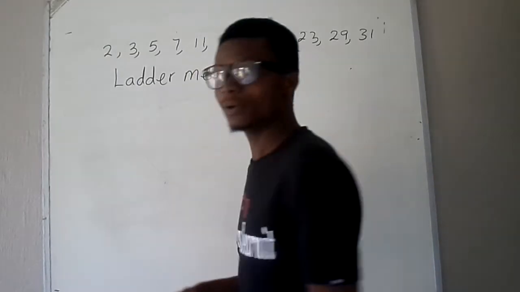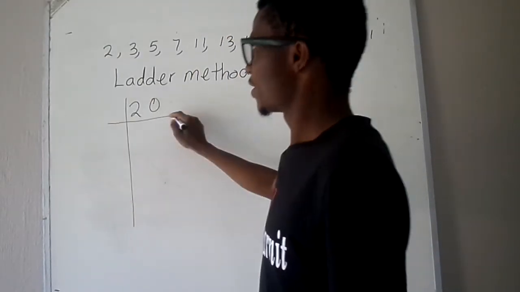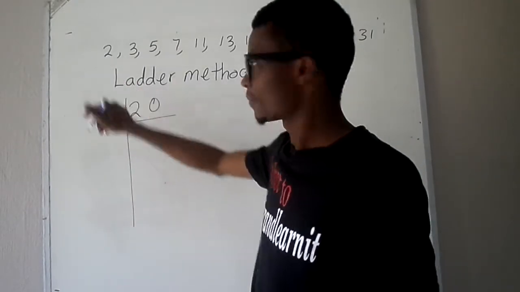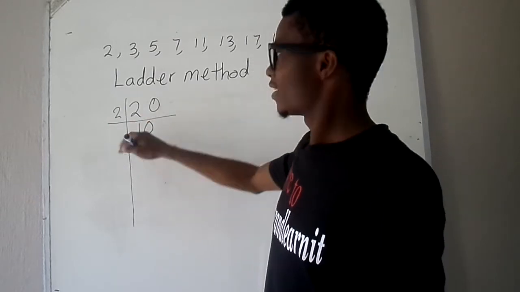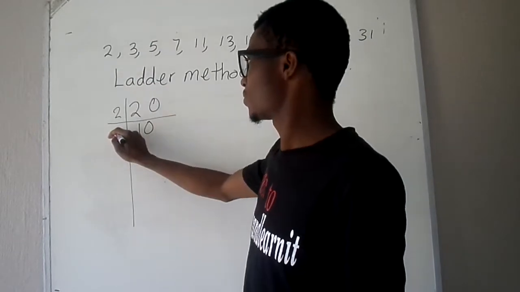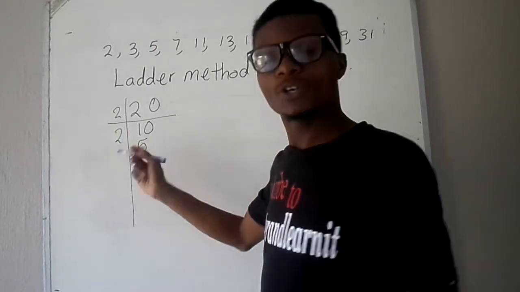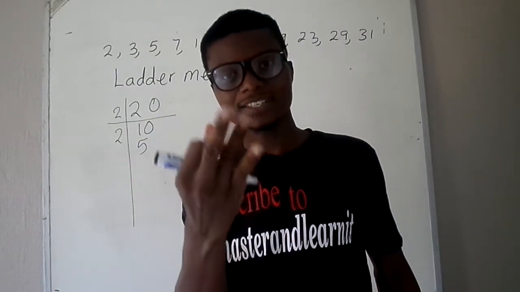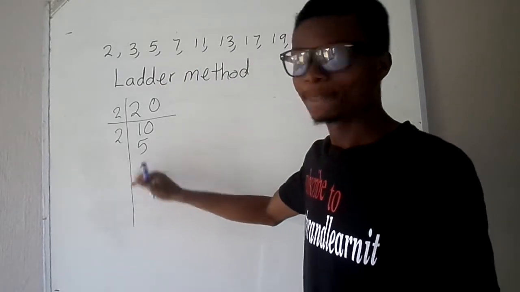For example, if I say write 20 as a product of its prime factors, you would still divide by the smallest prime number, which is 2. 2 into 20, that's 10. The smallest prime number that can divide 10 is still 2. 2 into 10, that's 5. If you don't know, you just count in 2s until you get 10: 2, 4, 6, 8, 10. So you have 5 figures, which is this 5.